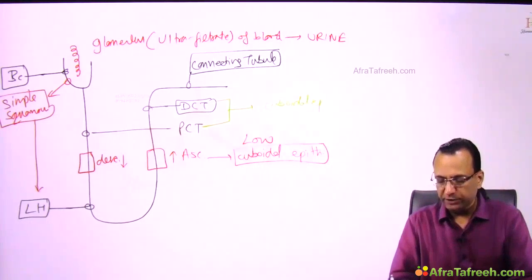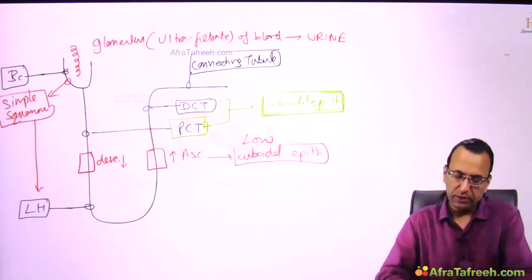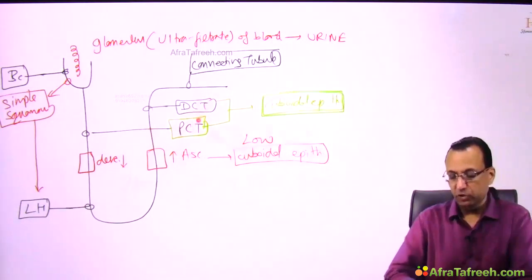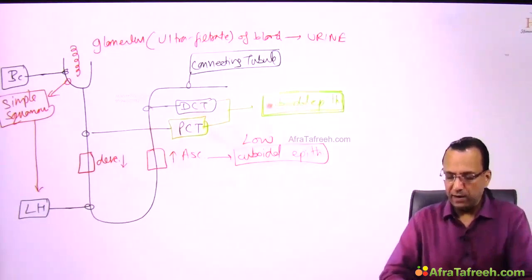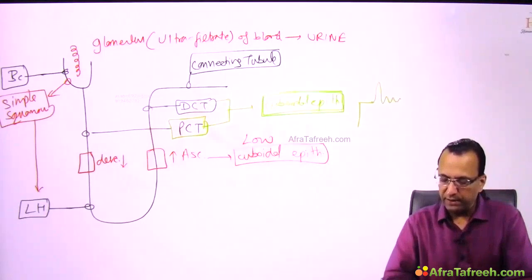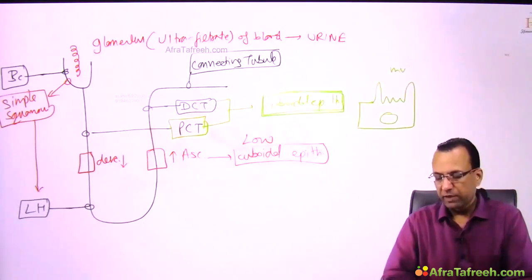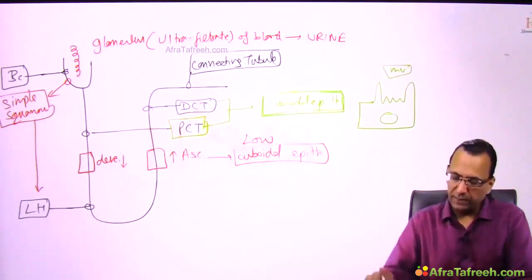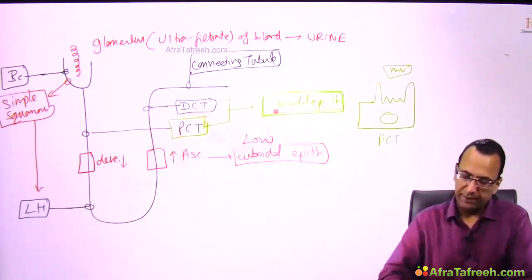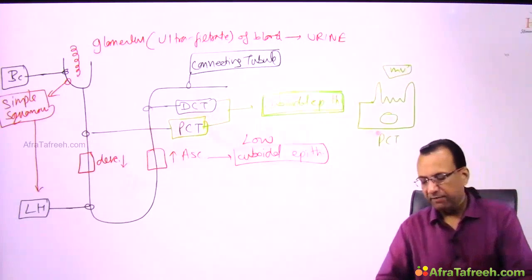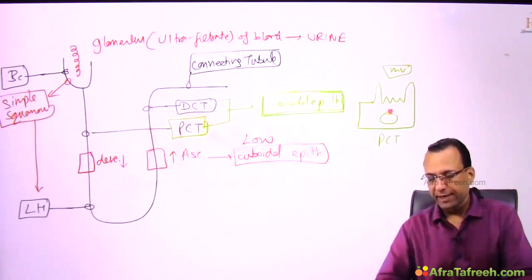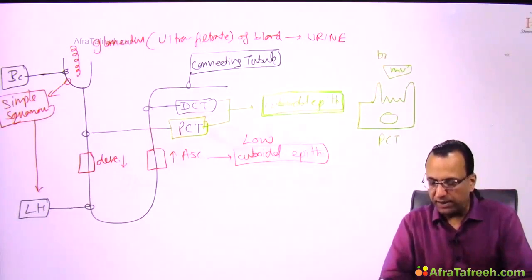Now if you say it is PCT or maybe DCT, it is cuboidal epithelium, fine, but there is a difference. What is the difference between PCT and DCT? Though they are both cuboidal epithelium, you will find that in the PCT there are microvilli, but they are irregularly arranged. And why does the PCT, which is a cuboidal epithelium, have microvilli? To increase the surface area of absorption. It is called the brush border. The microvilli will form the brush border.